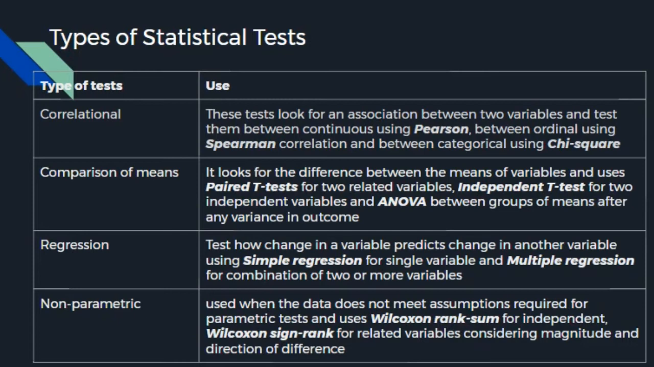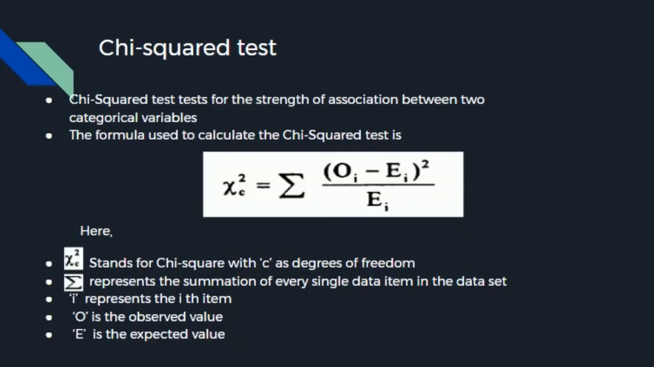Let us discuss 2 tests in particular. Firstly, coming to the chi-square test, we will be using it to test the strength of association between 2 categorical variables. We will be using this test by this formula, where O_i stands for the observed value and E_i stands for the expected value.